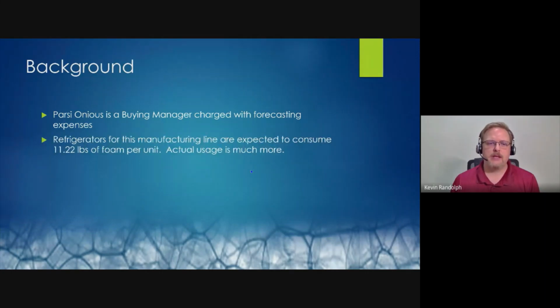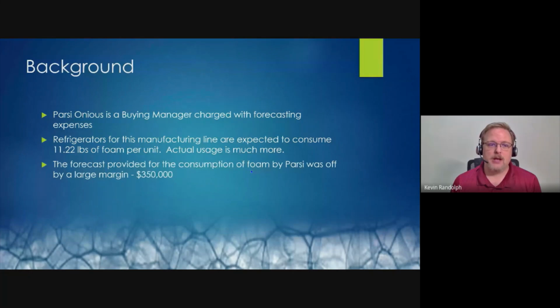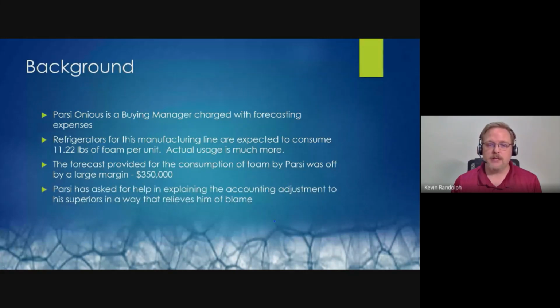A little bit of background about the problem. We are working with Parsi Onius, who is a buying manager, and he's charged with forecasting expenses for refrigerator production. He has forecasted that each refrigerator will use 11.22 pounds of foam per unit. Actual usage for the foam insulation has been much more. The forecasting provided fell short of $350,000 for the quarter, and Parsi is very worried about the over expenditure coming back around on him. And so he's asked for a little bit of help in explaining the accounting adjustment for the $350,000 to his superiors.